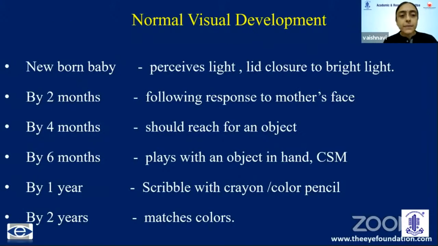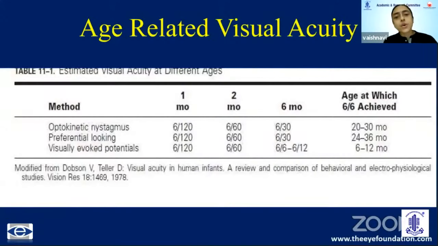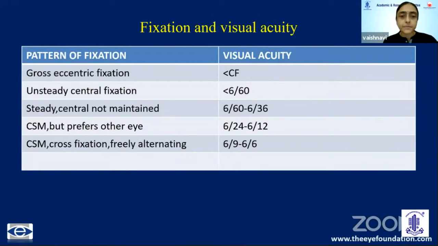By 2 months, the baby should follow the mother's face, by 4 months it should reach for an object, by 1 year it should scribble with a crayon, and by 2 years it matches colors. And this is a very commonly asked question for postgraduates: the age at which 6/6 vision is achieved by various methods. By optokinetic nystagmus, it is achieved by around 20 to 30 months. Preferential looking, around 24 to 36 months, and visual evoked potential as early as 6 to 12 months.